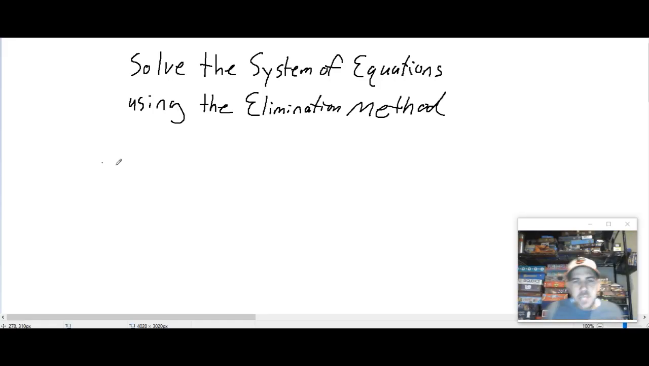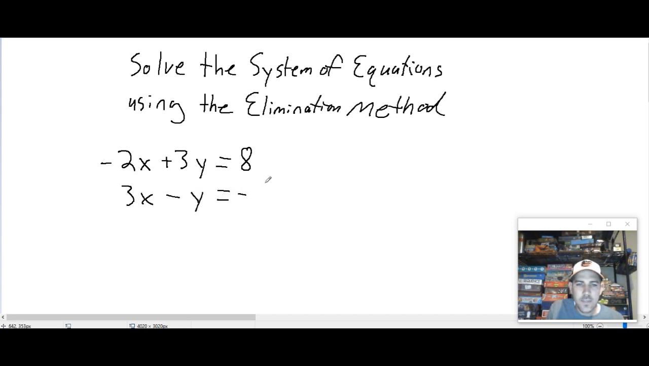Hey class, it's Mr. Bigsby with a hat, and I've got my challenge question for you. Alright, I want you to solve this system of equations using the elimination method. The system I'm giving you will be negative 2x plus 3y equals 8. And the second equation, 3x minus y equals negative 5.